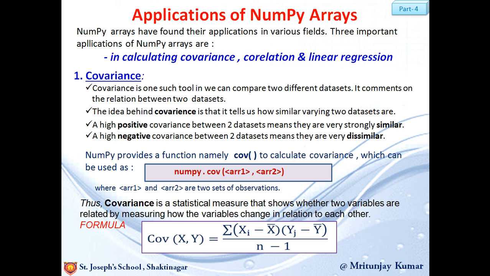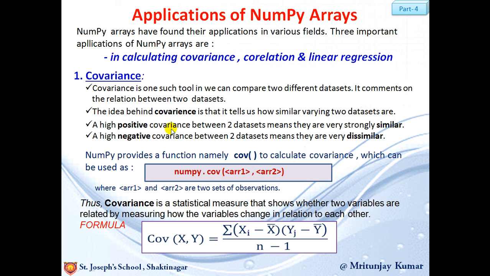Comparatively means whether two data sets, that is array 1 and array 2, are similar or not. This can be compared with the help of the covariance. So covariance comments on the relation between the two data sets. What is the idea behind that? The idea behind the covariance is that it tells us how similar the varying two data sets are.